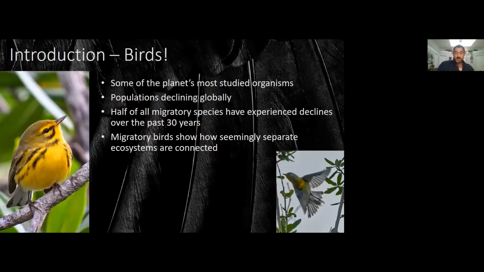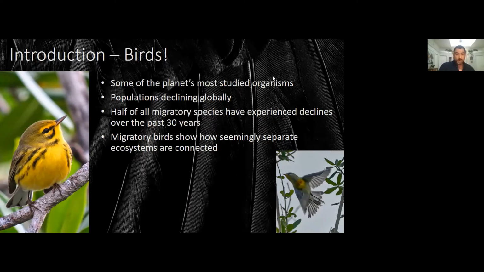Introduction: birds. Birds are some of the planet's most studied organisms, and why wouldn't they be? They are beautiful, they're charismatic, they're relatively easy to go out and observe. There are over 10,000 avian species globally, and nearly 1,000 of those can be found in North America, and around 300 of those are Nearctic neotropical migrants. Sadly, populations for birds all around the world are declining. Half of all migratory species have experienced declines over the past 30 years.